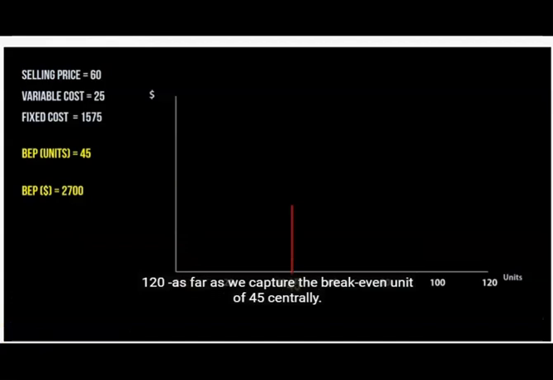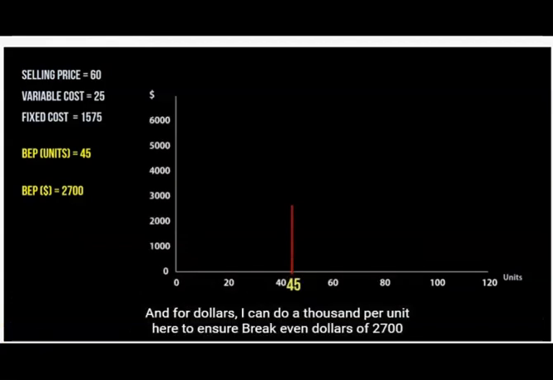Of 45 centrally. And for dollars, I can do 1,000 per unit here to ensure the break-even dollars of 2,700 is captured.